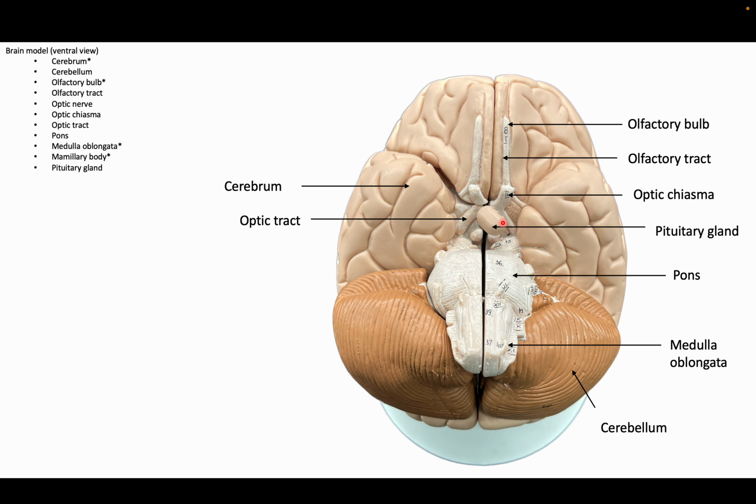This right here is the pituitary gland, which sends out hormone. And this is the mammillary body. We'll talk more about the pituitary gland and the mammillary body when we take a look at the sagittal view of the brain.